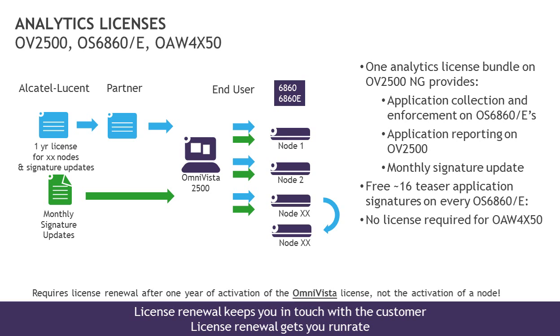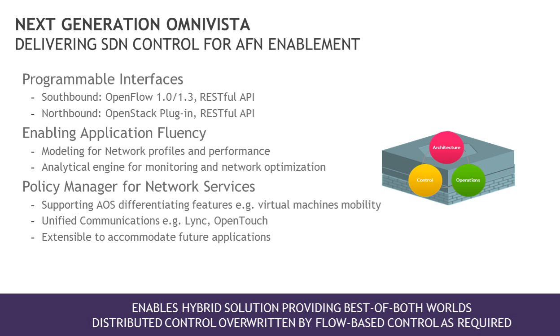Now, moving forward, OMNIVISTA 2500 has a lot of these capabilities that we focused on in this webinar, which is basically the application fluency or the network analytics component. So not only the visibility, but the licensing, as well as the provisioning and the one-touch operation. But it also is becoming more of a policy manager.